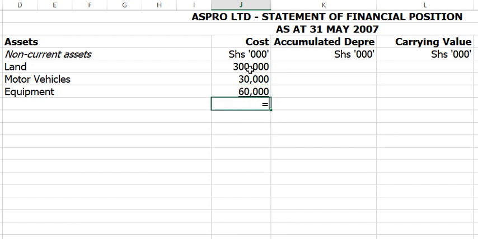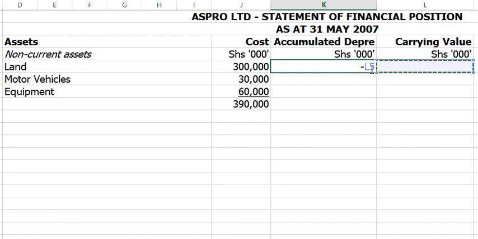When I add, we have 390,000 as our total cost of the non-current assets. But then we have to get the accumulated depreciation. Land does not depreciate, don't forget. So I'll just put a 0. Then to get the carrying value, we get the cost of the asset minus its accumulated depreciation.